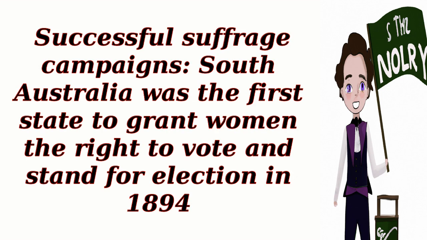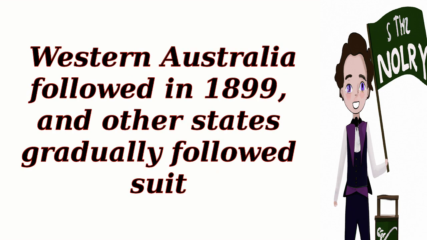Successful suffrage campaigns. South Australia was the first state to grant women the right to vote and stand for election in 1894. Western Australia followed in 1899, and other states gradually followed suit.